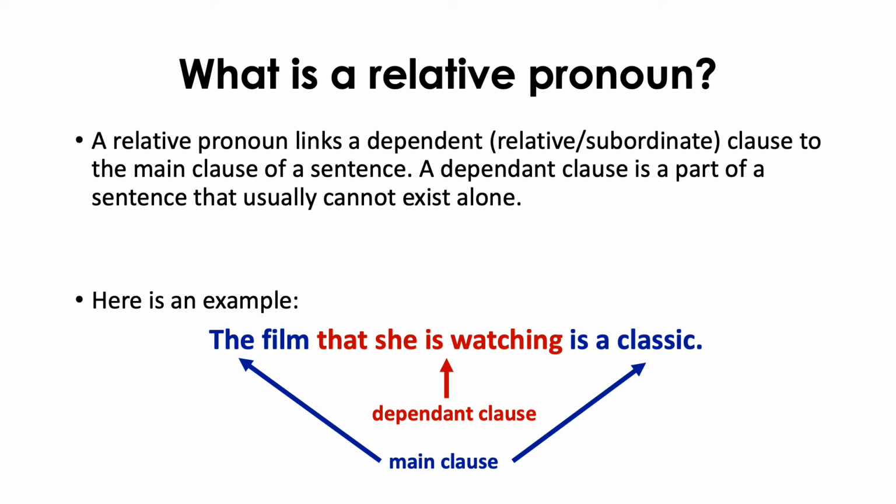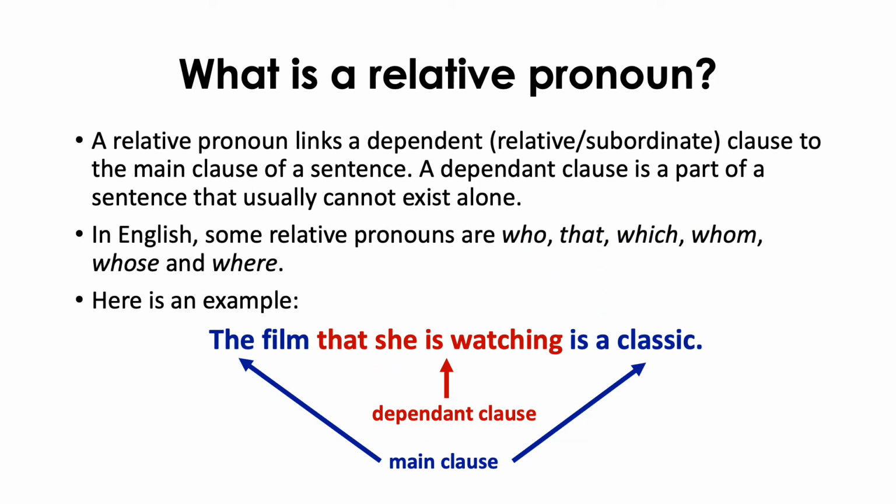And we can see that in this particular example, the word that is the relative pronoun because the word that is connecting the main clause and the dependent clause. What are some other examples of relative pronouns in English? Well, they could be who, that, which, whom, whose, and where. Any of those could be a relative pronoun.